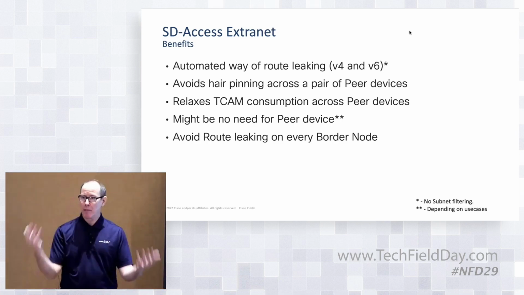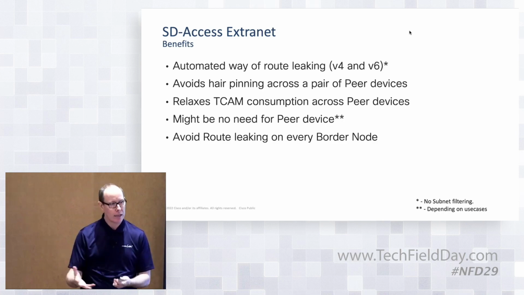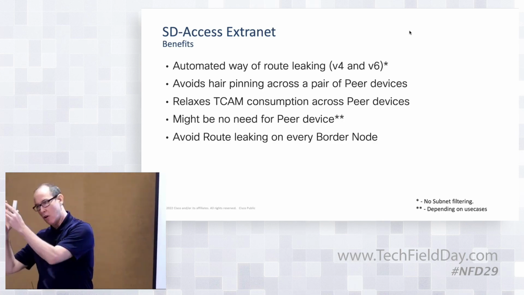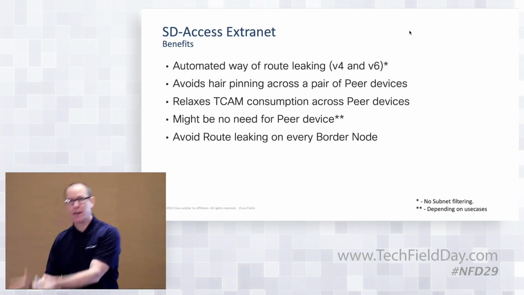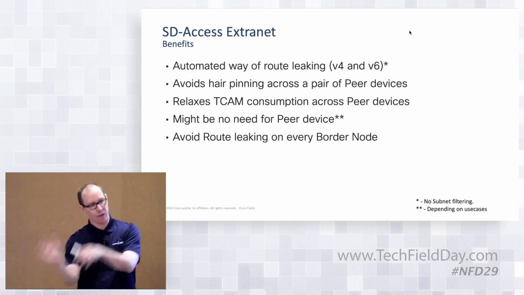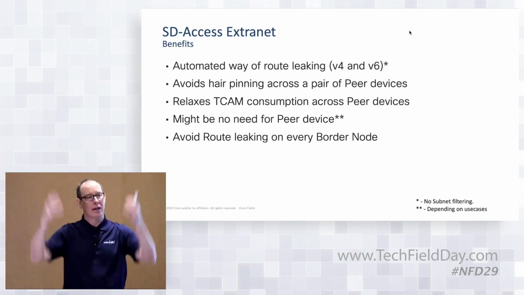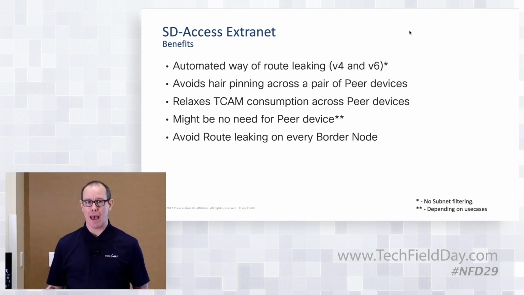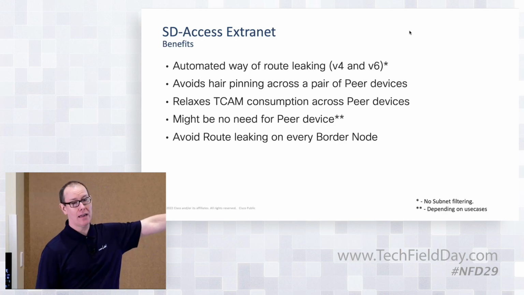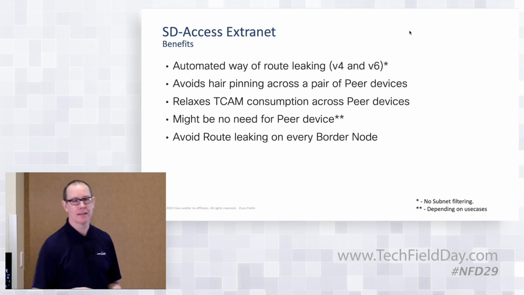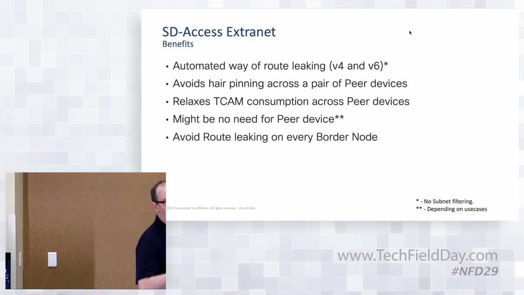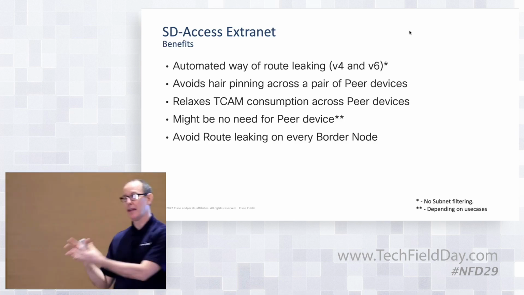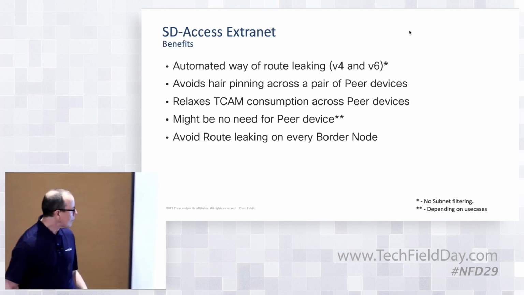We talked about the TCAM blow up. Again, if I do any kind of route leaking, usually I now have to take all the forwarding entries from one and put them in the other one and vice versa, and I start to get TCAM elevated entry numbers, if you want to call it that. This removes that because this is now done inside of LISP, inside of the control plane itself. So I'm not impacting any kind of TCAM scale by enabling this.